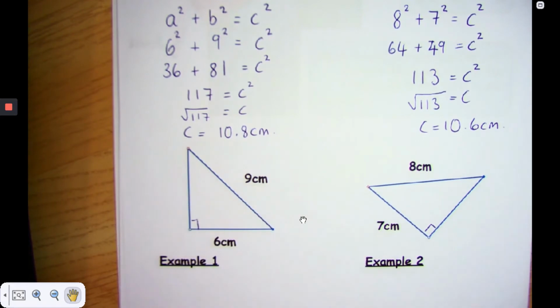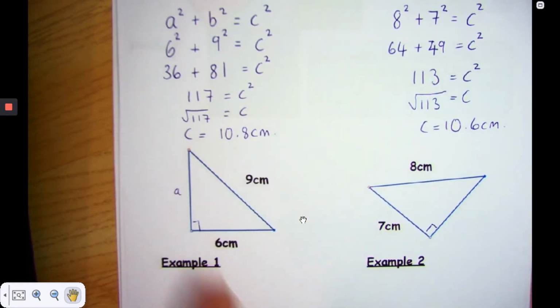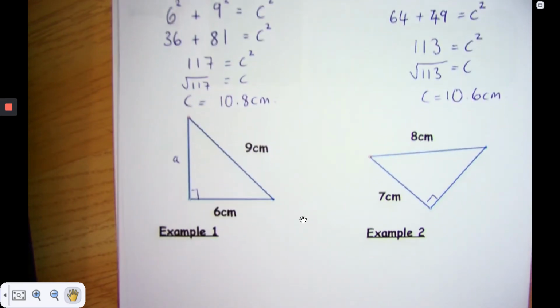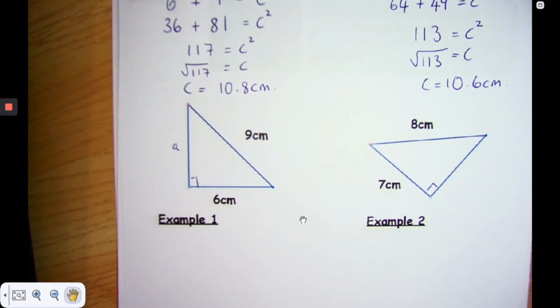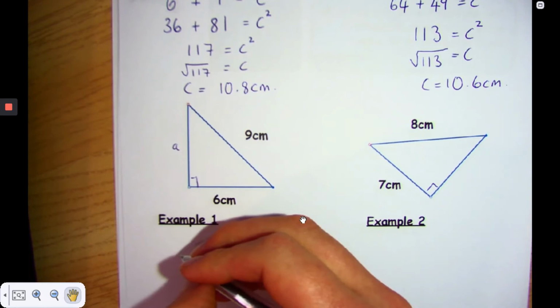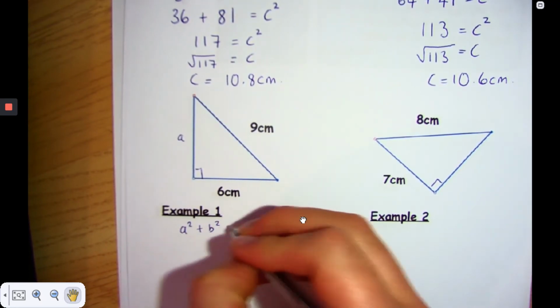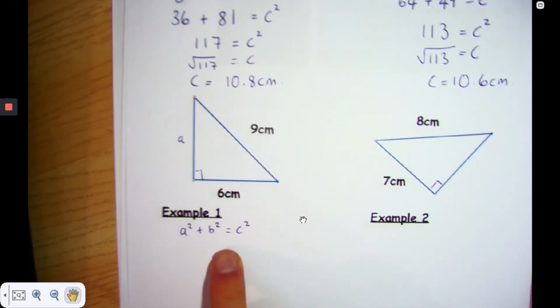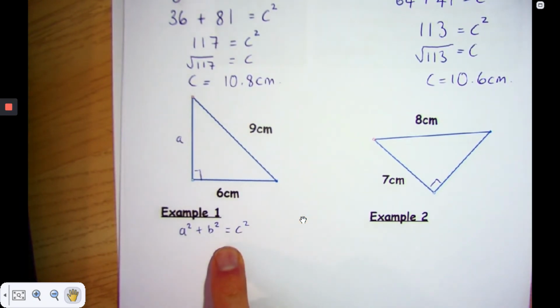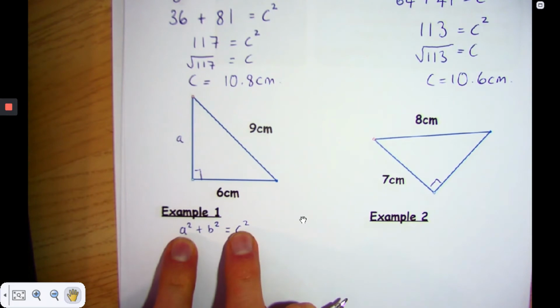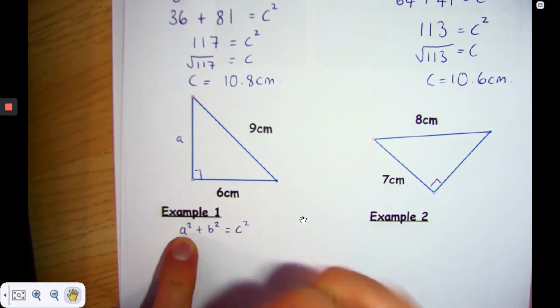Now, if we fiddle about with the equation, A squared plus B squared equals C squared, which is our original Pythagoras' equation. If we jiggle that about using your knowledge of rearranging equations, we can work out that A squared is C squared minus B squared. So A squared equals C squared minus B squared.